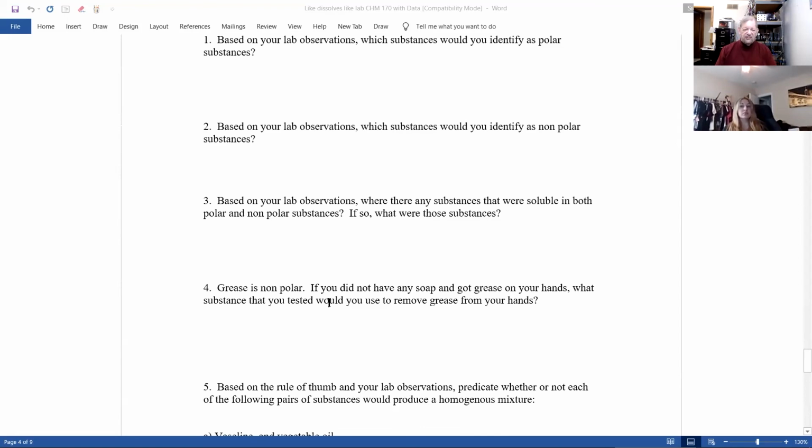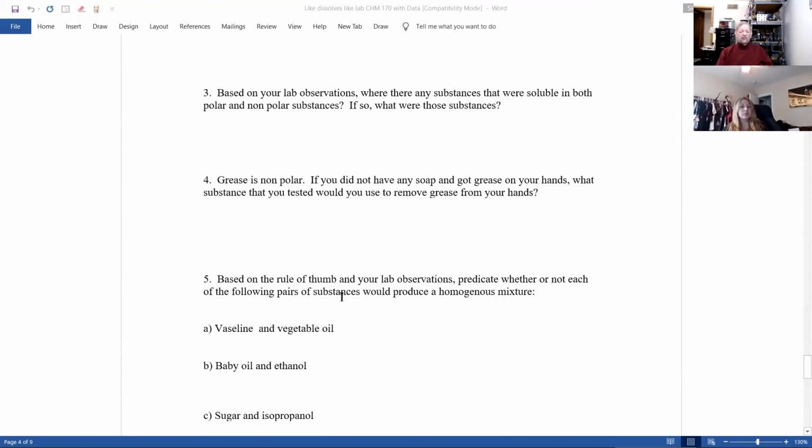And here are the questions. Now, one question students get wrong, so I'm going to help you out a little. Number 4, it says grease is nonpolar. If you do not have any soap and you got grease on your hands, what substance that you tested would remove the grease from your hands? Don't forget, you want your hands clean. You don't want other stuff on it now that you got the grease on it. That's my hint for you.